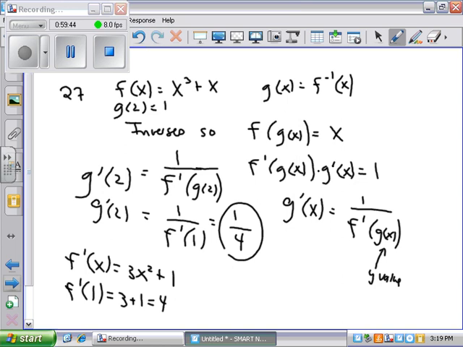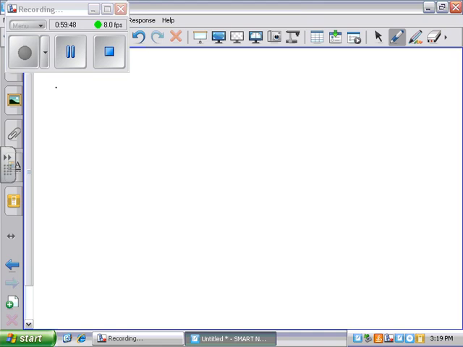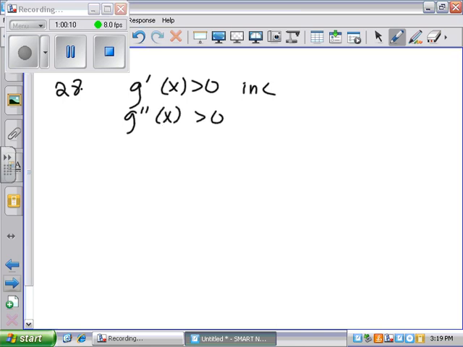Last question. This is a non-calculator. Let g be a twice differentiable function with the first derivative greater than 0. What does that mean? Well, the first derivative is always positive, so what does it mean about the function? It's increasing. And the second derivative is always positive too, so it's always concave up. So g is some function that's increasing and concave up.